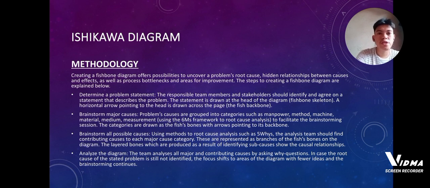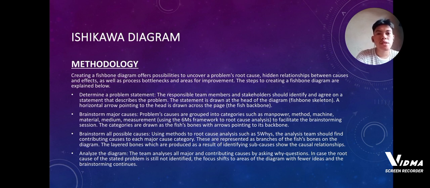Next is brainstorm major causes. Problem causes are grouped into categories such as manpower, method, machine, material, medium, and measurement, which are the 6M framework of root cause analysis, to facilitate the brainstorming session. The categories are drawn as the fish bones with arrows pointing to the backbone.